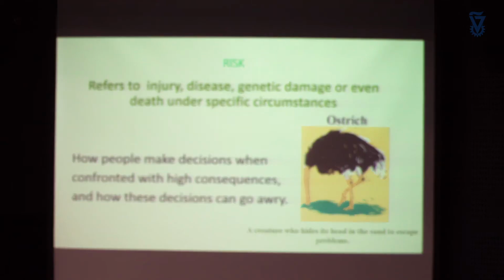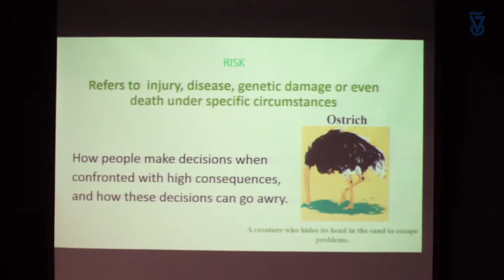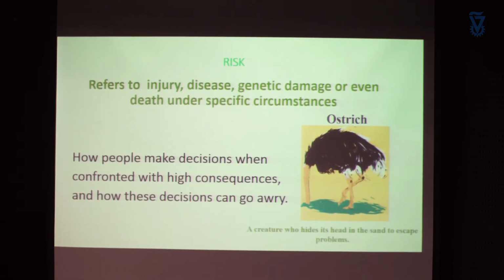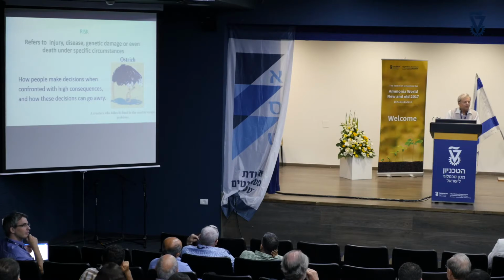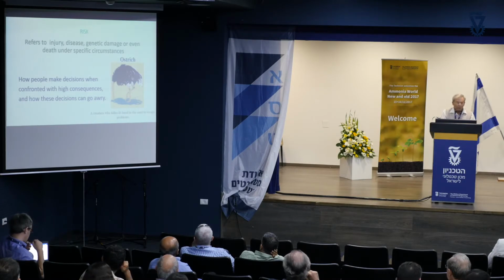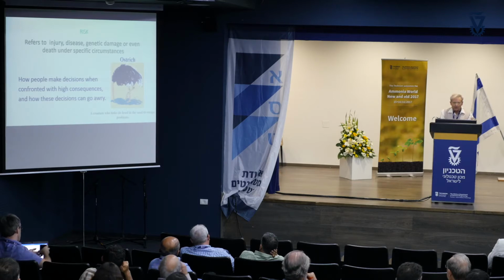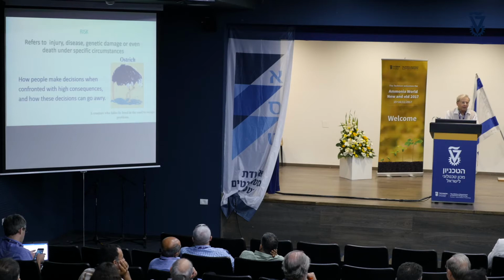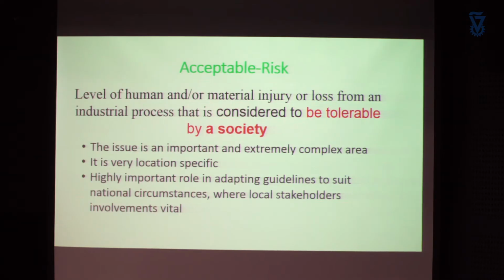We have here risks, and the risk can appear from injury, diseases. It can cause genetic damage, everything that you can think about. The problem is that there is what we call the Ostrich problem, or the Ostrich paradox, that people do not pay attention to what can happen and how to deal with it. We have the idea that we call acceptable risk.